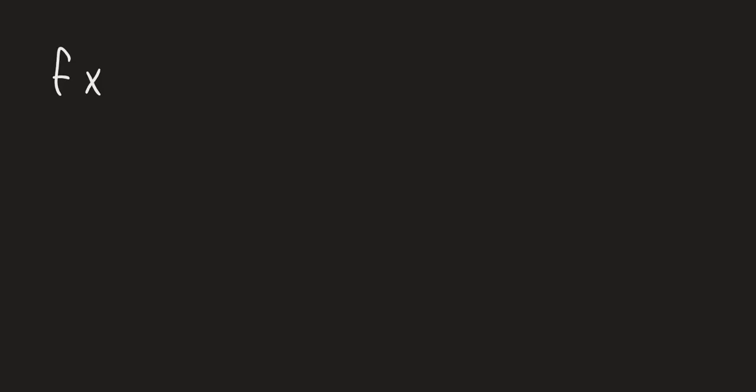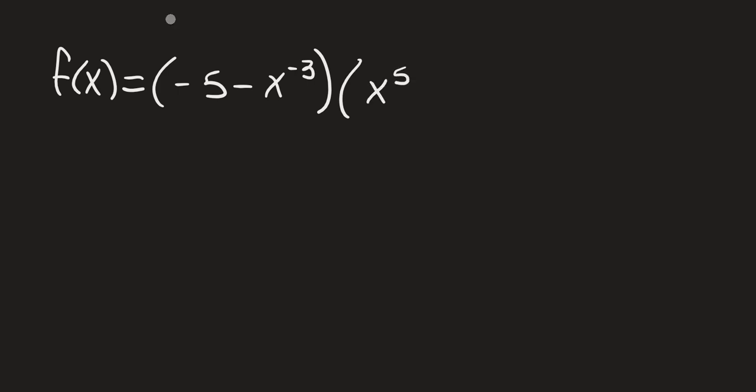Next we have f of x equals negative 5 minus x to the power of negative 3 times x to the fifth plus 2. At this point, I want you to take a moment to try this problem on your own. Try to take the derivative using the product rule and see if you get the answer right. So I'll give you a second to work on it. I'm assuming at this point you've been able to pause the video and you've worked on it. So now let's get into taking the derivative.